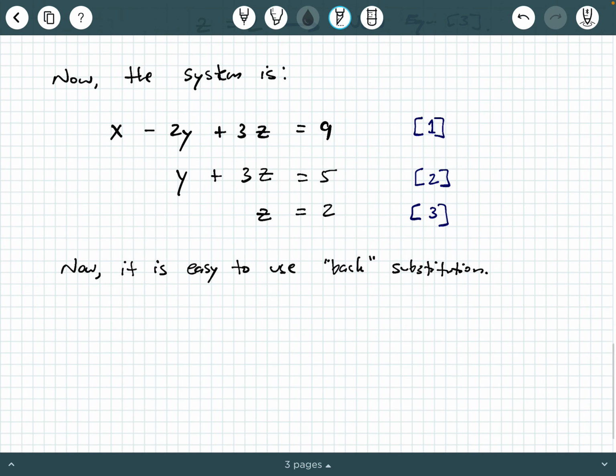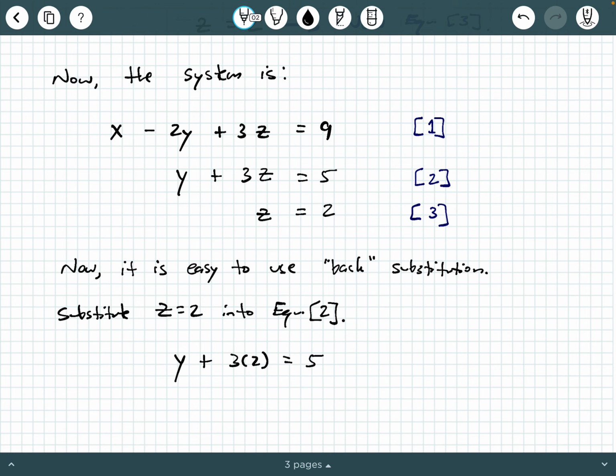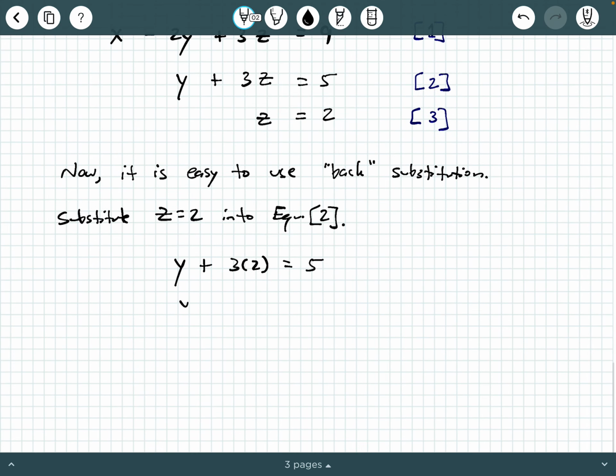So let's do that. Let's substitute z equals 2 into equation 2. And we'll get y plus 3 times 2 equals 5. Okay? And so what do we get? We get y equals -1. And now we substitute z equals 2 and y equals -1 into equation 1. And that way we'll solve for x.